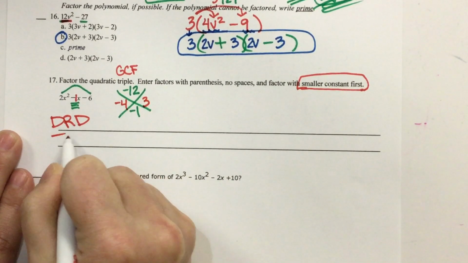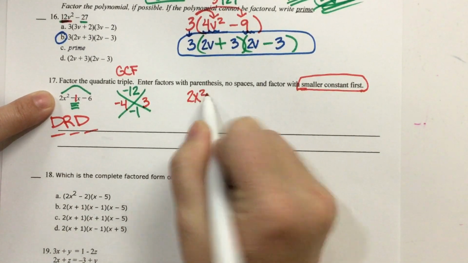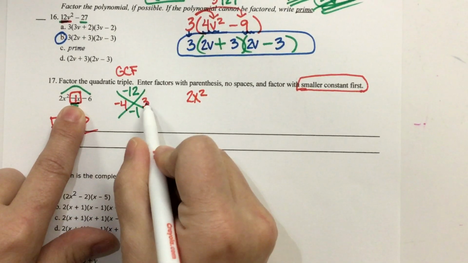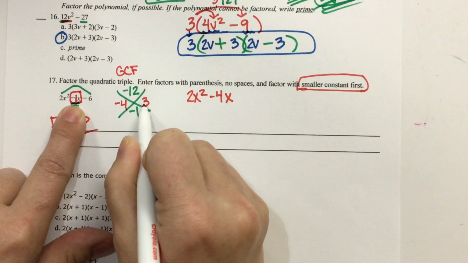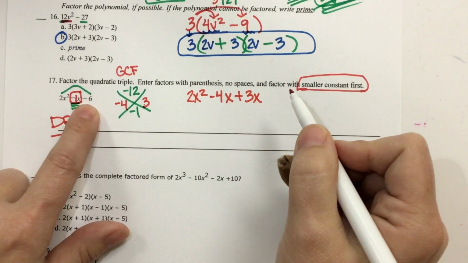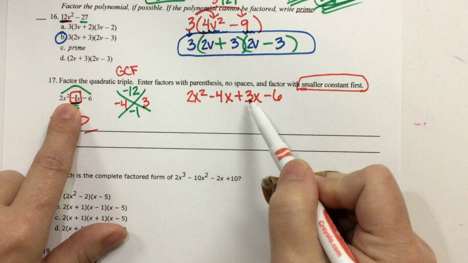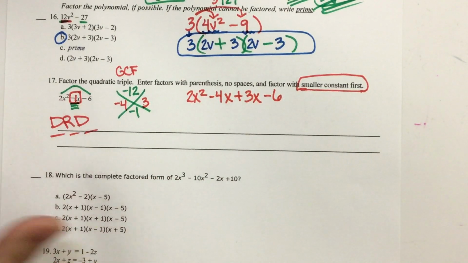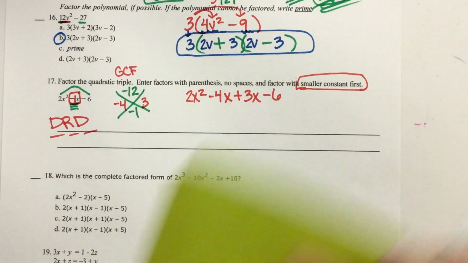D. Drop, replace, drop. I drop the 2x squared. I replace the negative 1x with these guys. Minus 4, remember is x. Positive 3, remember is x. And then drop the minus 6. So drop, replace with the numbers you found, and drop. Okay, as soon as you spot there's 4 terms, 1, 2, 3, 4, we factor by grouping.